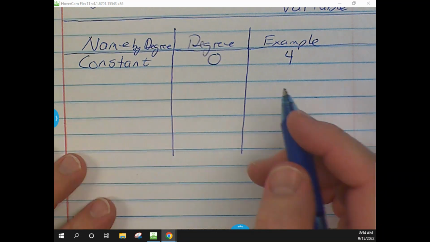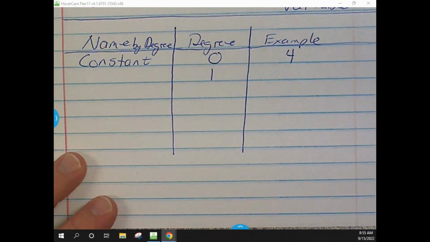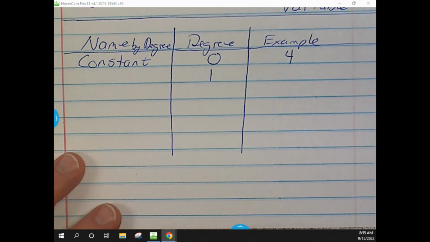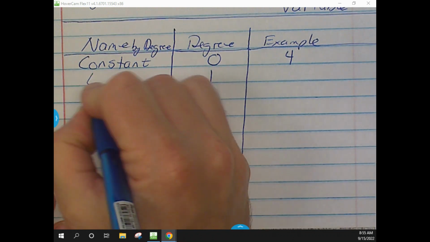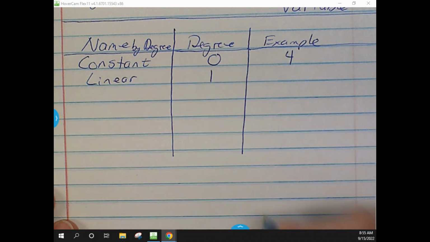Okay. So if we're going to go degree 1, think about the graphs we've done so far. If we were going to have a solution that had one answer to it, which means it was going to cross the x-axis one time, in most cases it was going to be a straight line. So in that case, we're probably looking at something that's linear.